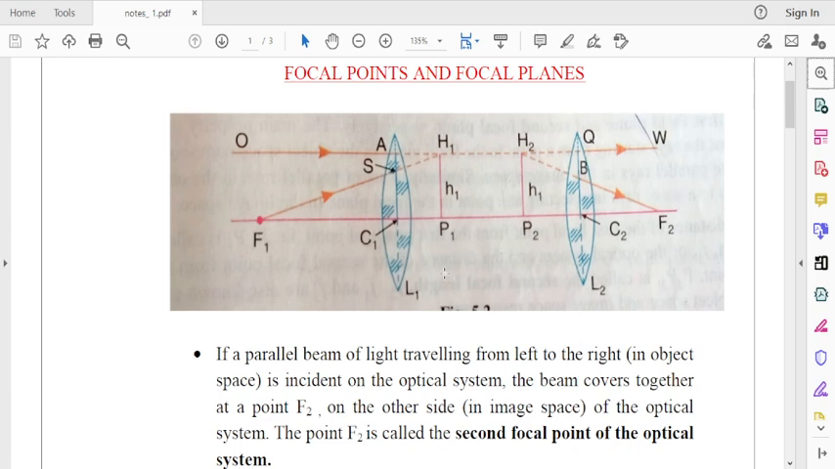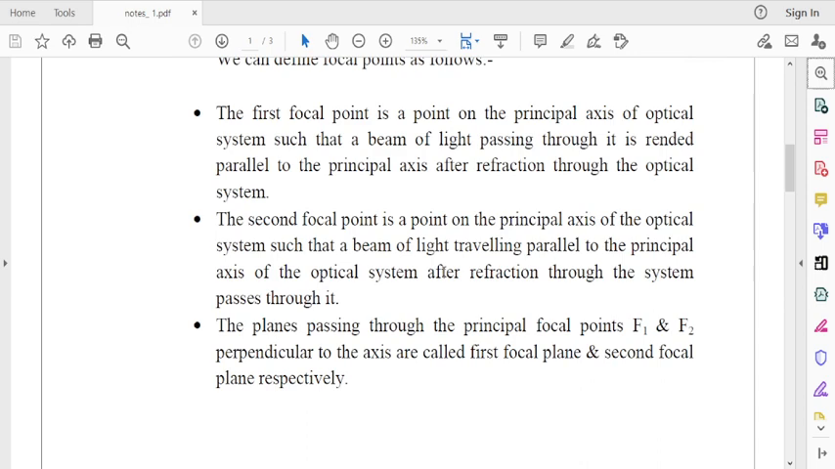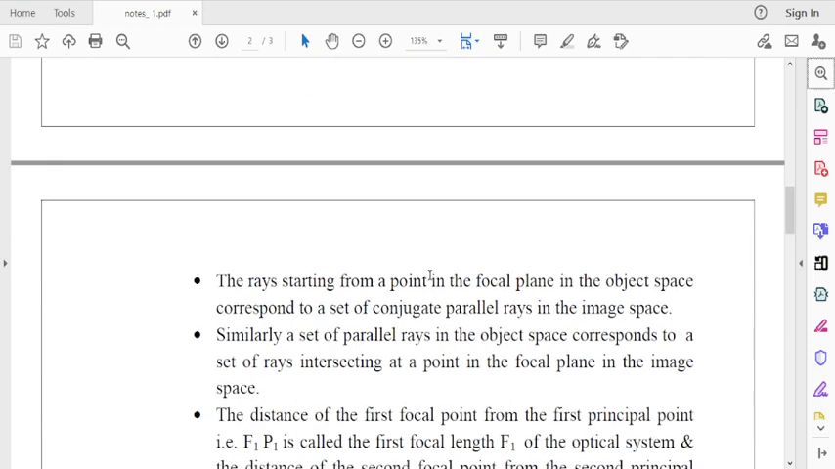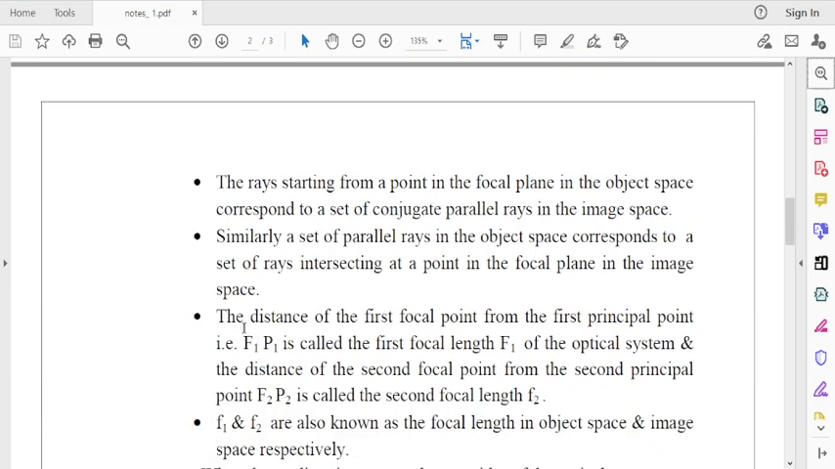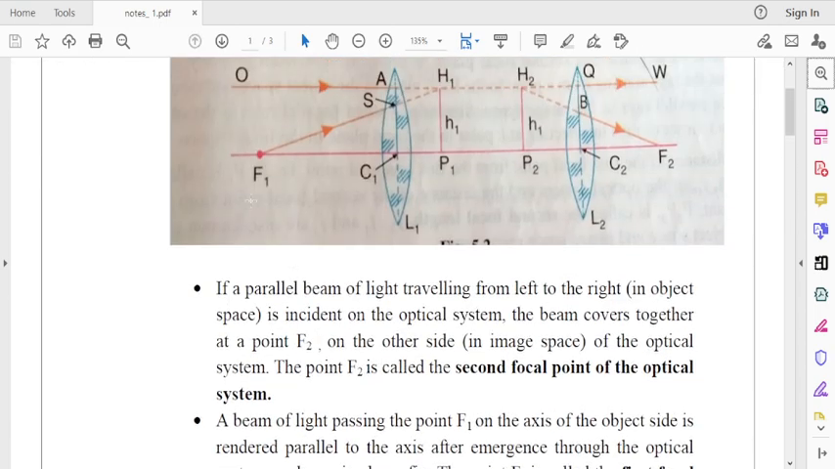See now, what about the distance? Then the distance of the first focal point. See here, the distance of the first focal point from the first principal point is F1 P1. See in the diagram, the distance of first focal plane from the first principal point.